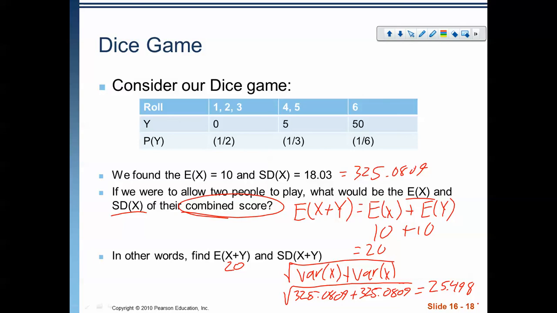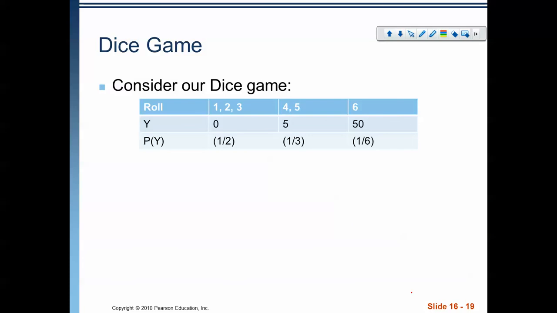So the mean when adding two together, I simply take E of X plus E of Y, it equals 20, 10 plus 10. For the standard deviation, I have to convert them to variances. I have to add the two variances together, take the square root, I get 25.498. Last thing.